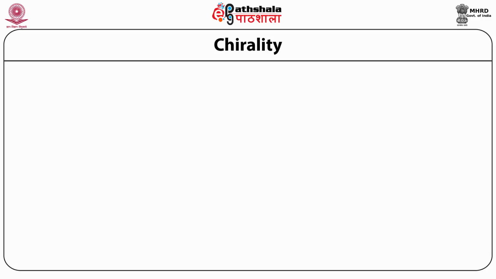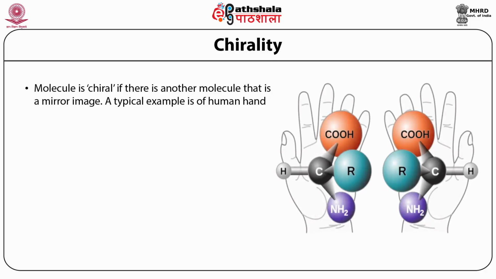Chirality. Amino acids are chiral molecules. What do we mean by chirality? A molecule is chiral if there is another molecule that is a mirror image of the same molecule. A typical example is of human hands. Your left hand is a mirror image of your right hand. So also are the amino acids. There are left-handed and right-handed.